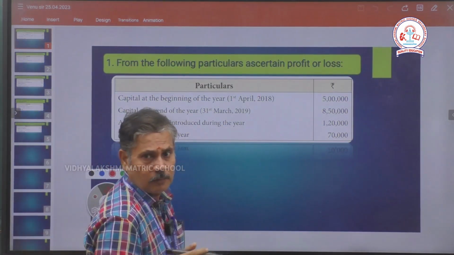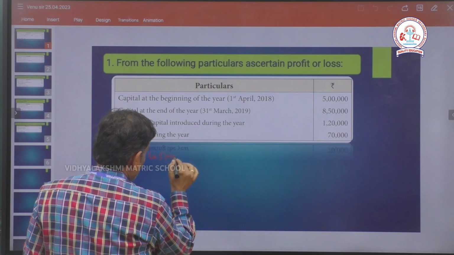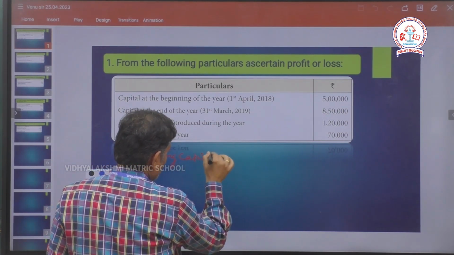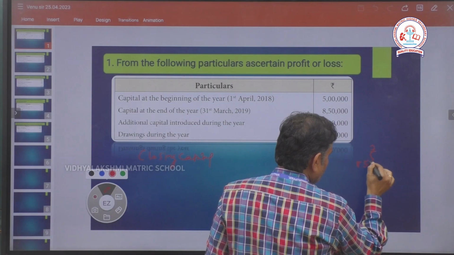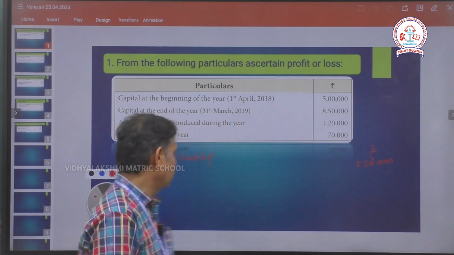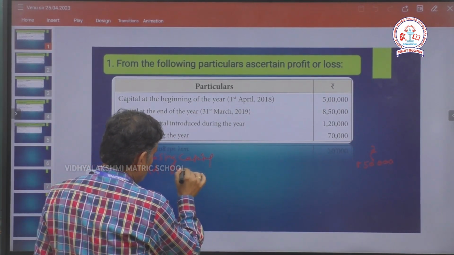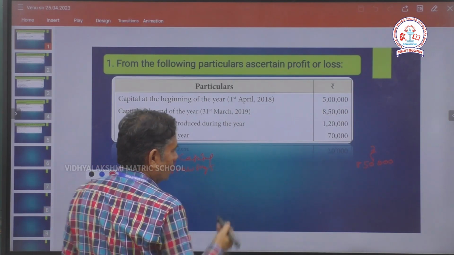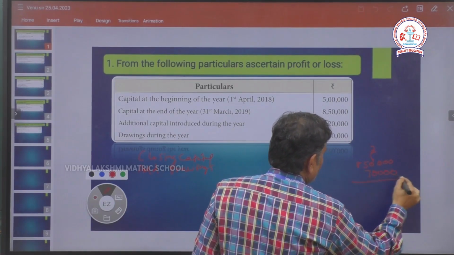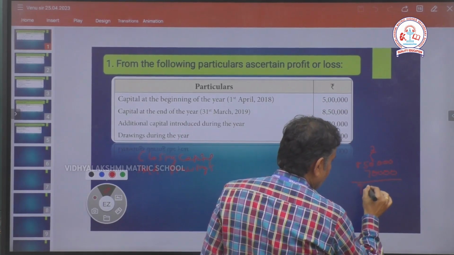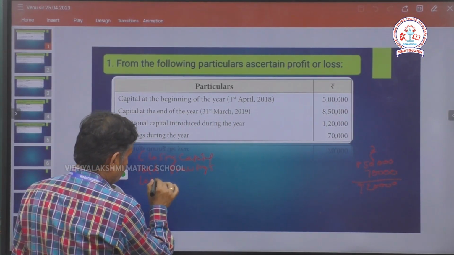Right. Now, first, closing capital, and write the value 8,50,000. Then after that we will add drawings. How much is given? 70,000. So 8,50,000 plus 70,000 is 9,20,000. After that, we can less additional capital.